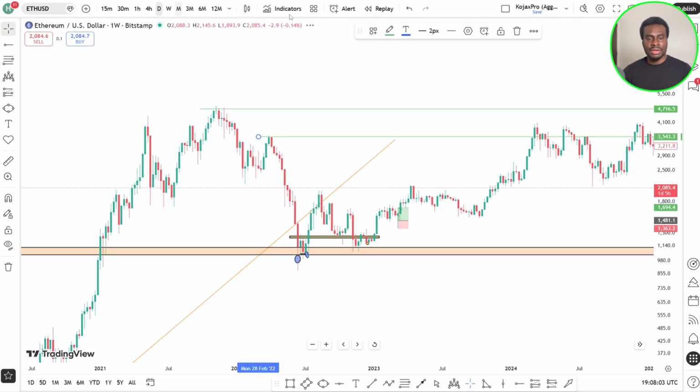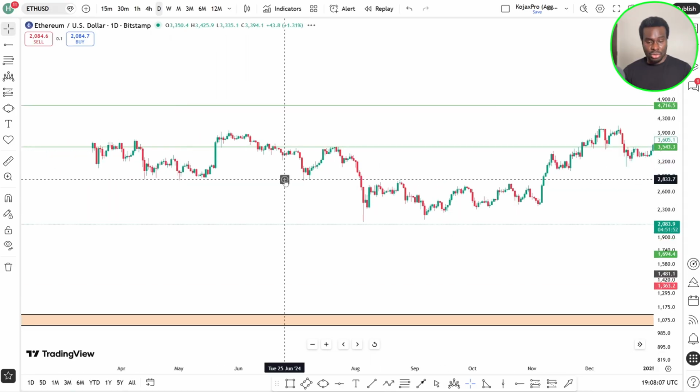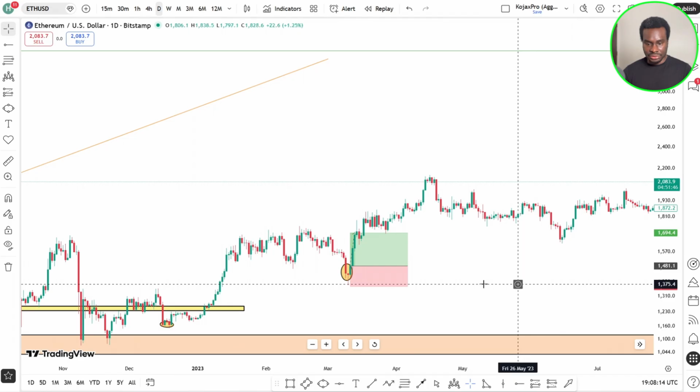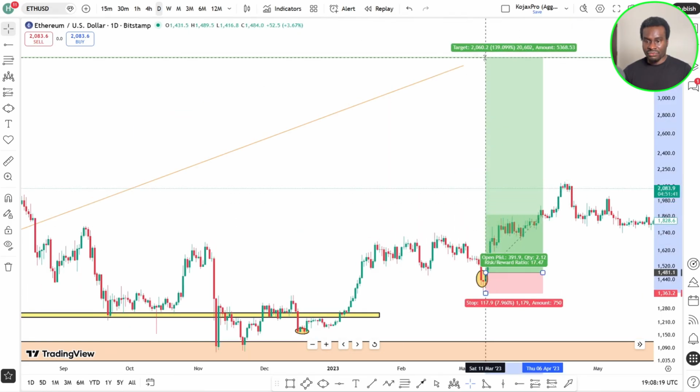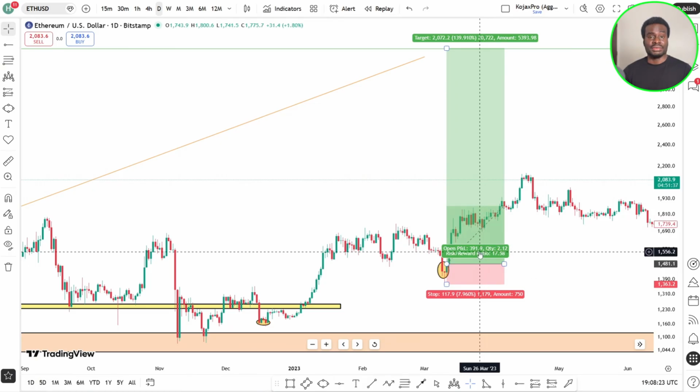So we'll now go over to the daily time frame where that trade was actually taken based off the morning star pattern. So you can see now that this is the daily time frame, and then this is the trade. Simple. We now aim to the first target, which is here. Now this is a risk reward of 1:17.